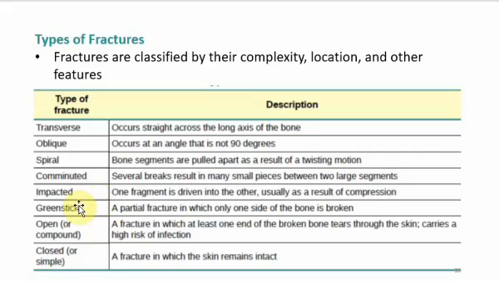We call that an impacted fracture. Now we have a less serious fracture called a greenstick. A greenstick is where there's a partial fracture where just part of the bone is fractured. The bone is not completely broken, just fractured on one side. We call that one a greenstick.